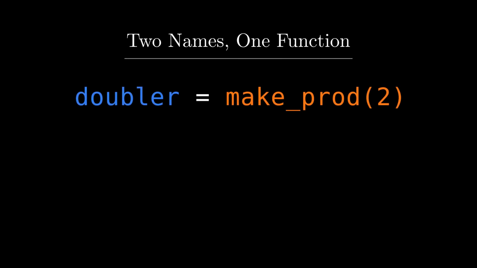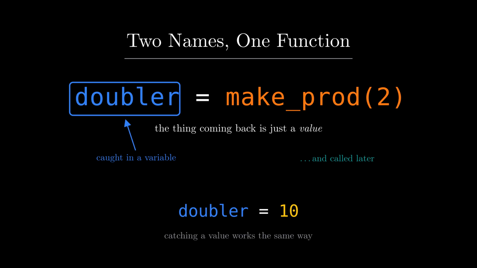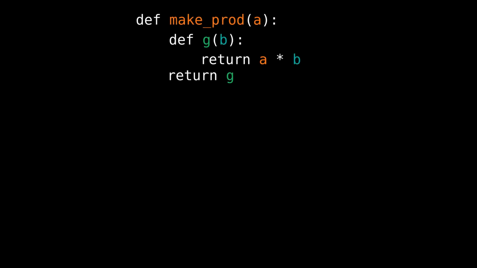A function that returns another function looks strange the first time you meet it. The strangeness disappears the moment you accept one idea. The thing coming back is just a value. You can catch it in a variable, hold on to it, and call it later, exactly like catching the number 10. Here is the function we are working with.